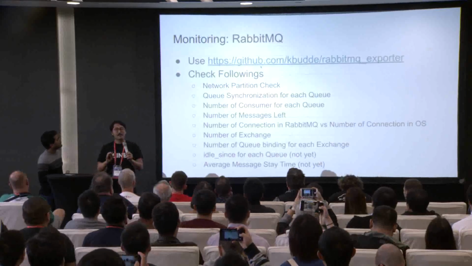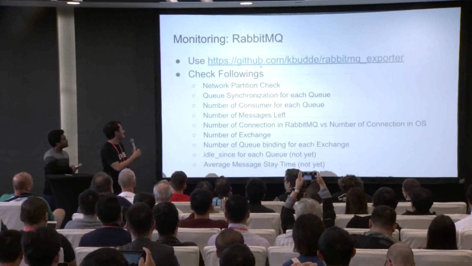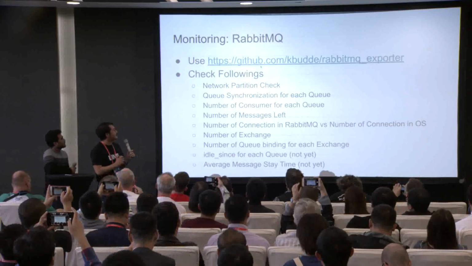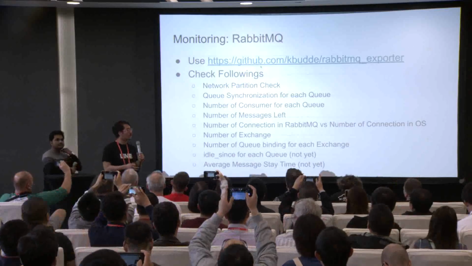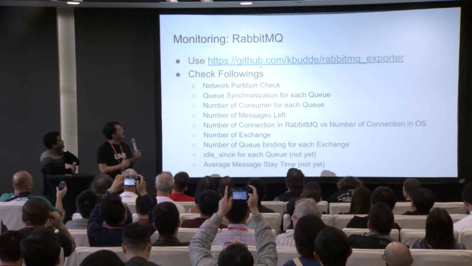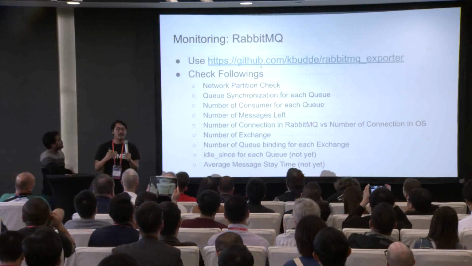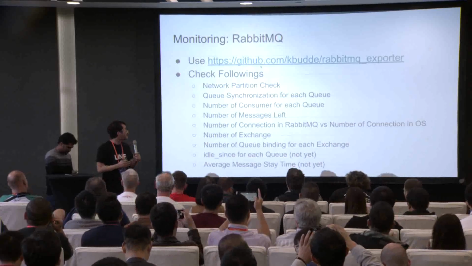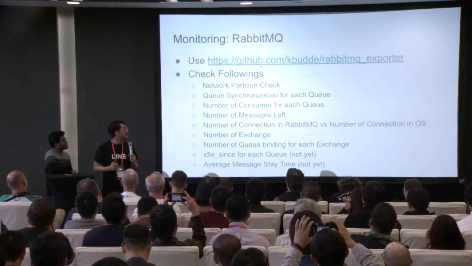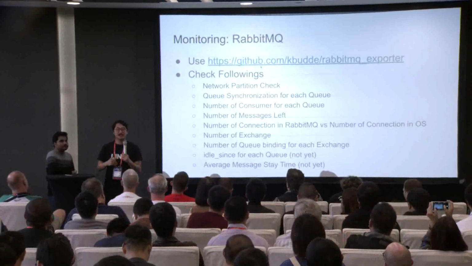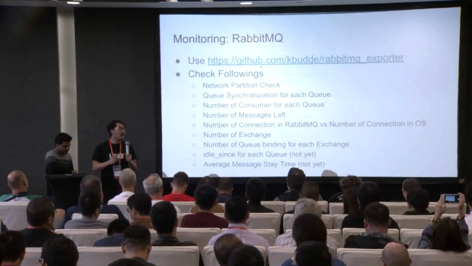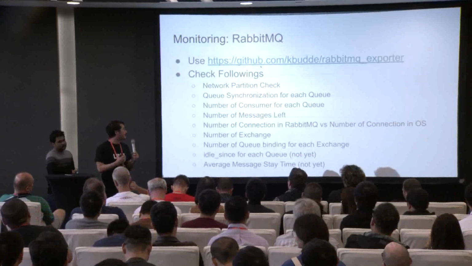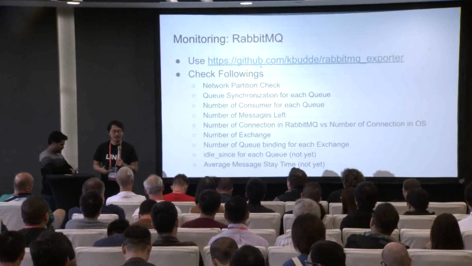This is an overview of the RabbitMQ monitoring. This slide just describes very common things. We use the RabbitMQ Prometheus exporter, which is an open source implementation. By using this exporter, we can collect the metrics from the management APIs. And then we can judge whether a network partition has happened or not, and also the queue synchronization status for each queue. And also the total count of the RabbitMQ resources, like consumer, message, connection, exchange, and so on.